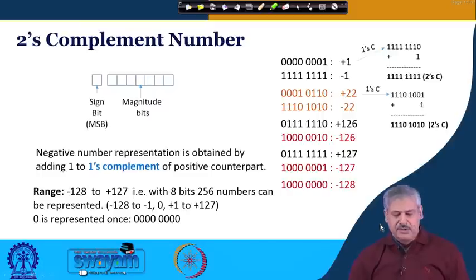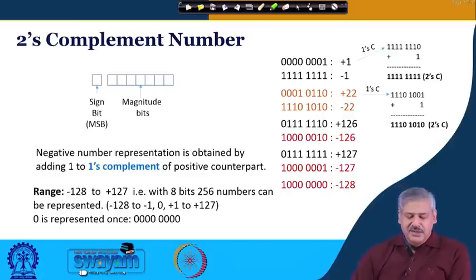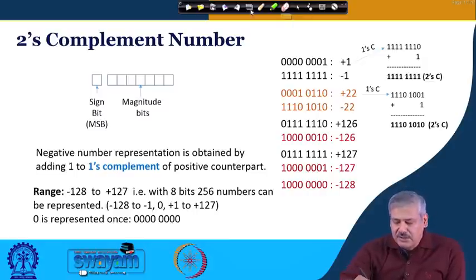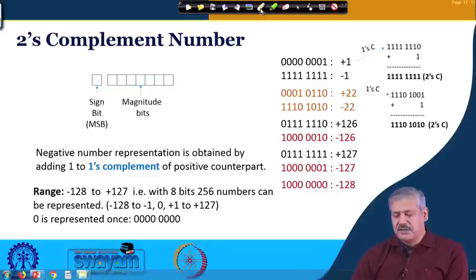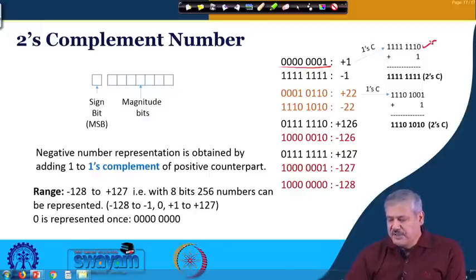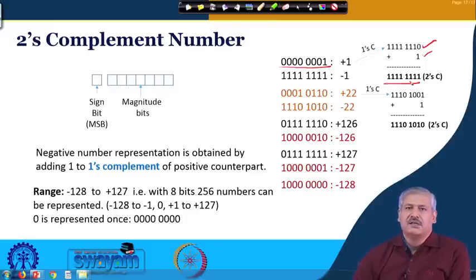Next comes 2's complement representation. In 2's complement representation, the negative number is obtained by adding 1 to the 1's complement. We know how to get the 1's complement first, and after that you add 1, and we get the 2's complement representation. For example, this is plus 1, and we have seen its 1's complement before. Add 1 to it, and this is the 2's complement, all 8 1's, the representation of minus 1.